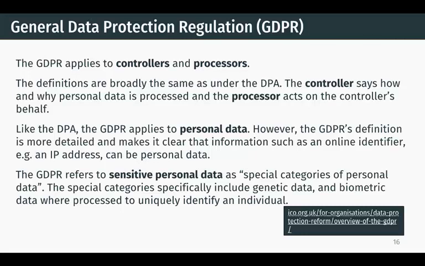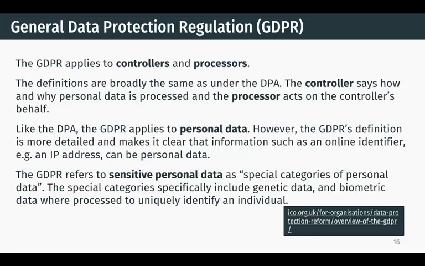Like the Data Protection Act, and as I said, there's a lot of overlap, the GDPR applies to personal data. However, their definition is more detailed, and it is explicitly mentioned that online identifiers such as an IP address, or a unique device ID, can be personal data. So your phone has a unique device ID, or your computer has a unique device ID in the form of a MAC address, which is also personal data. Whereas with the Data Protection Act and the other national legislation in the EU, that was not necessarily the case. So companies could just collect IP addresses like that.